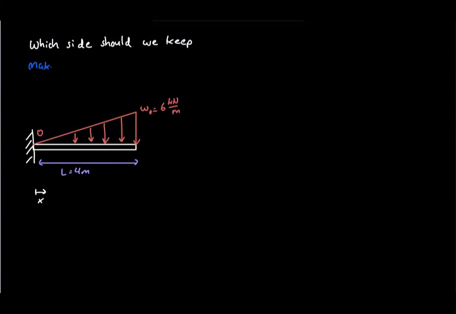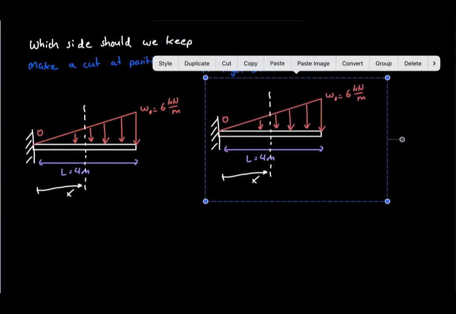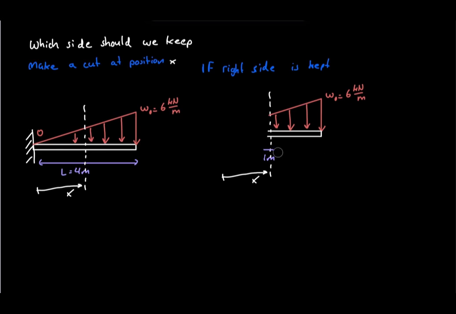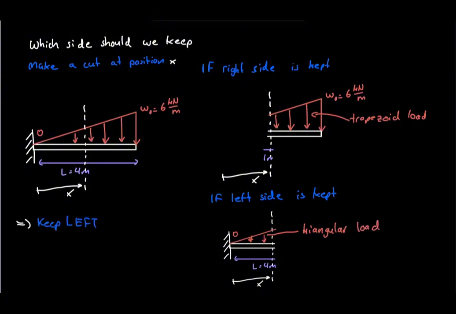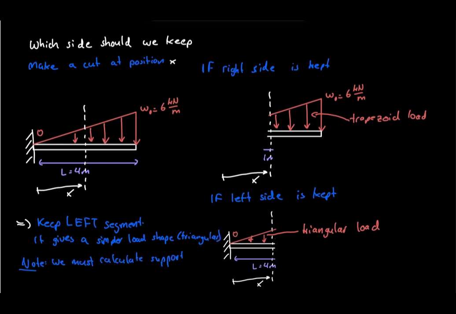Before making the cut, we need to choose which side of the beam to isolate. If we keep the right-hand segment, the included distributed load has a trapezoidal shape. If we keep the left-hand segment, the included load is triangular. The triangular load is easier to replace with an equivalent force, so we keep the left-hand segment. The disadvantage is that the left segment contains the fixed support, which means we must calculate the support reactions first.